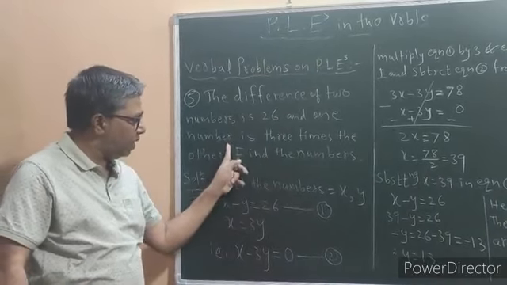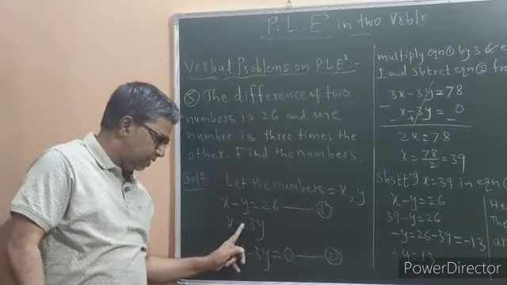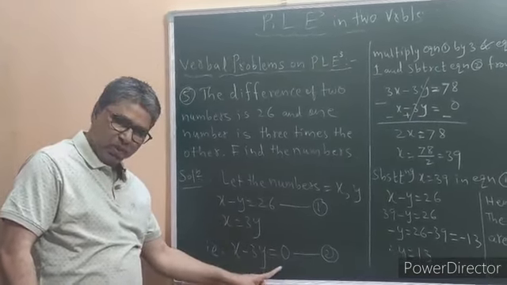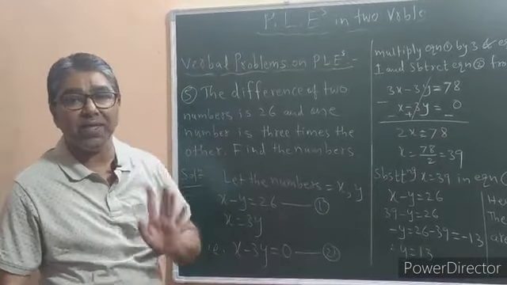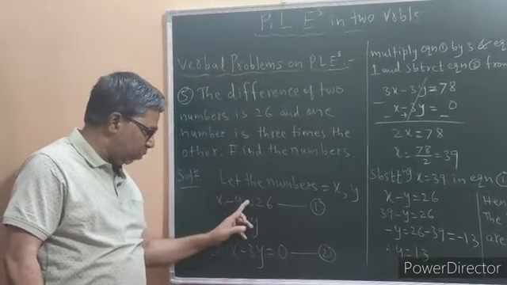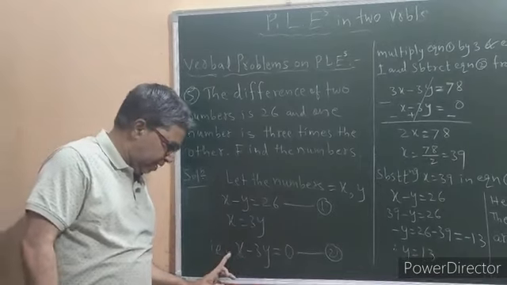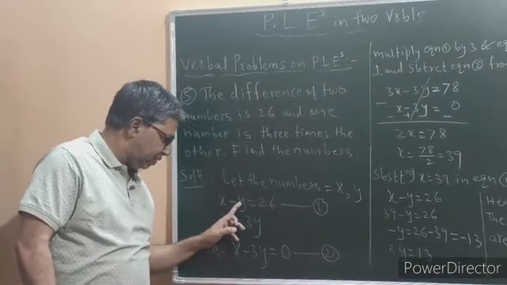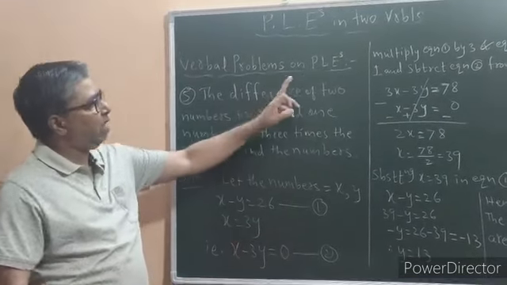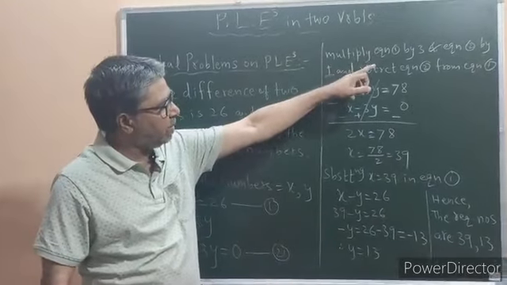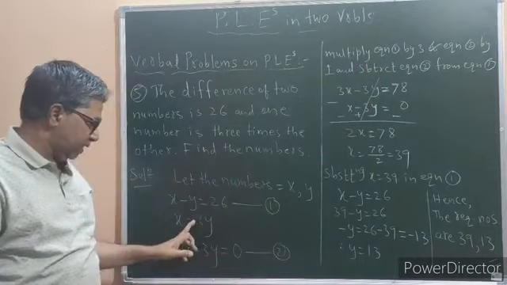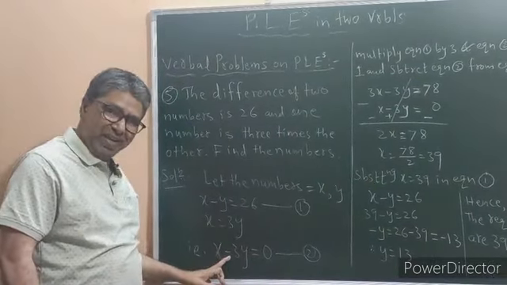Now, one number is 3 times the other means x is equal to 3y, that is, bring 3y towards the left side, x minus 3y is equal to 0. Call this equation number 2. To eliminate y, we have to multiply equation 1 by 3 and equation 2 by the coefficient of y of equation 1, that is 1. So I have written here: multiply equation 1 by 3 and equation 2 by 1 and subtract equation 2 from equation 1. Subtraction because y has got the same sign.